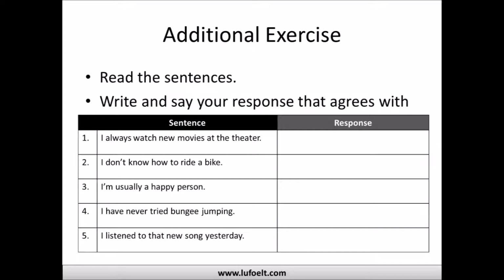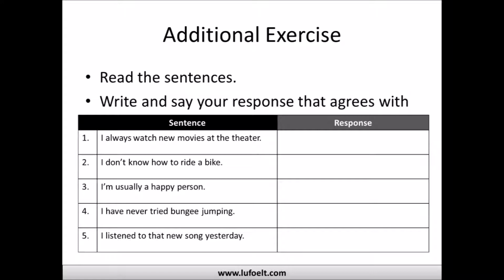All right, and here's just a little additional exercise for you. You can get yourself a pencil and paper and read the sentences here. I have 5 sentences on the screen, and you can write down your response to agree with these sentences. So number 1, I always watch new movies at the theater. Okay, how would you respond to agree with this? Number 2, I don't know how to ride a bike. Okay, again, how would you respond to agree with this?